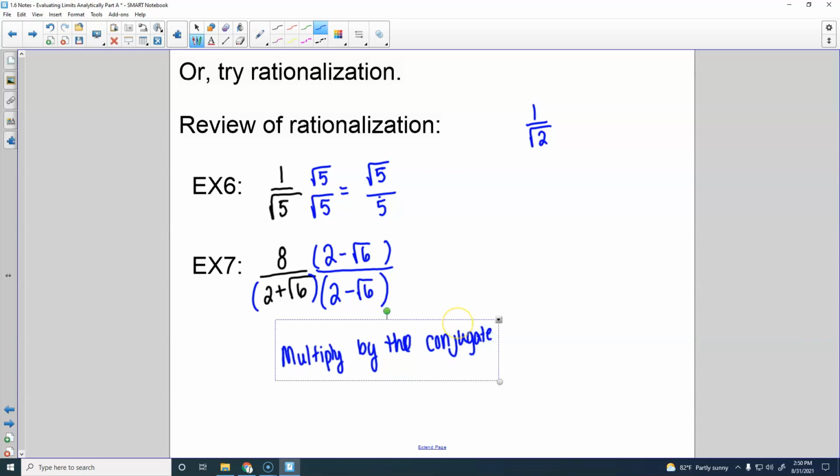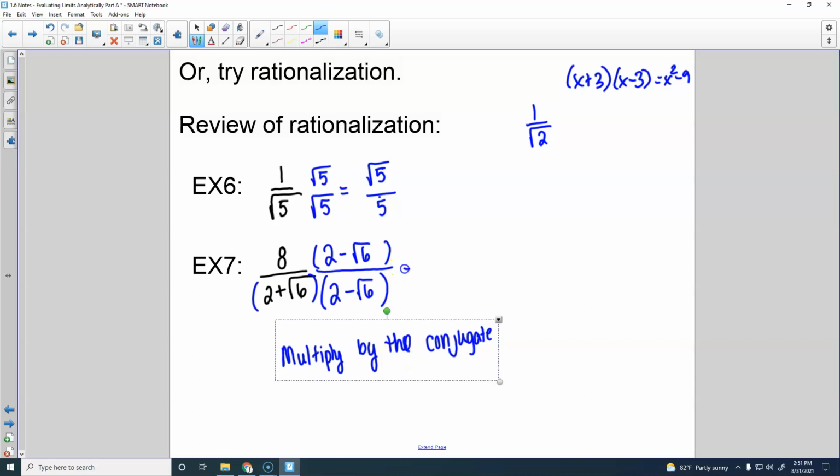And what it does is it gives you a difference of squares, right? Kind of like if you're doing x plus 3 times x minus 3. It's just going to be x squared minus 9. The middle terms cancel out, right? So it's sort of the same thing here. So we're multiplying by the conjugate.